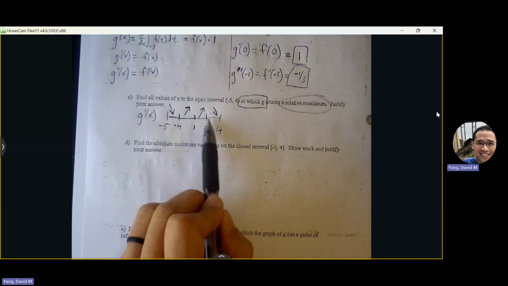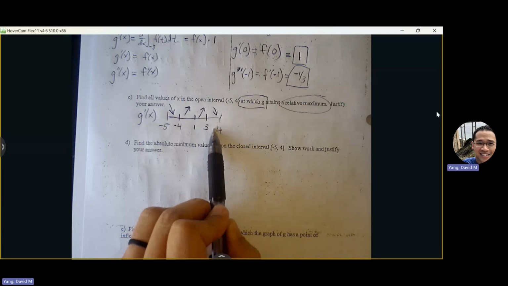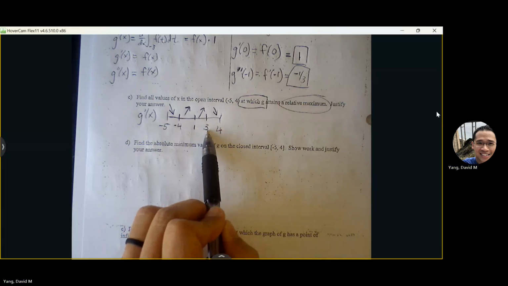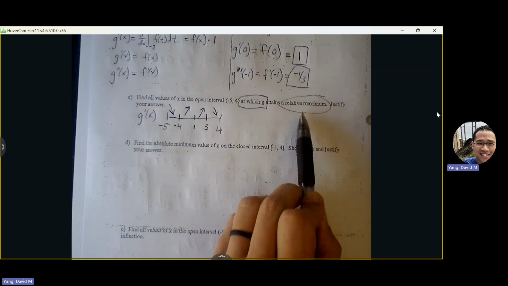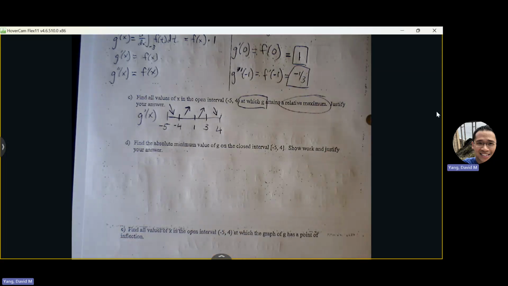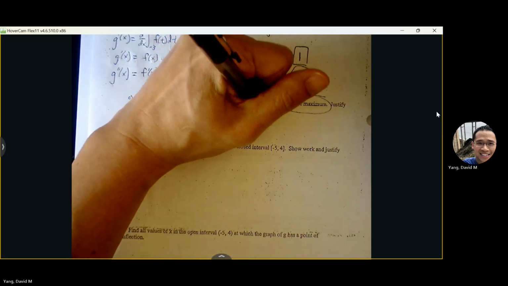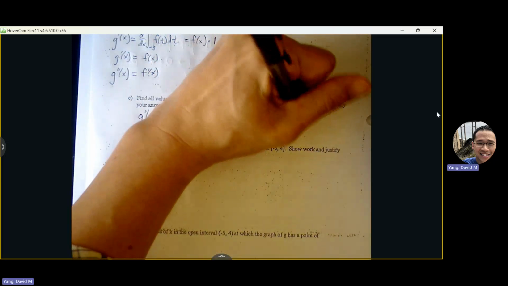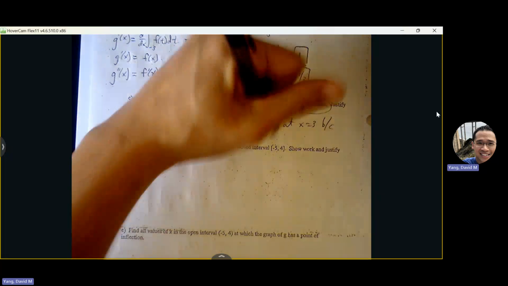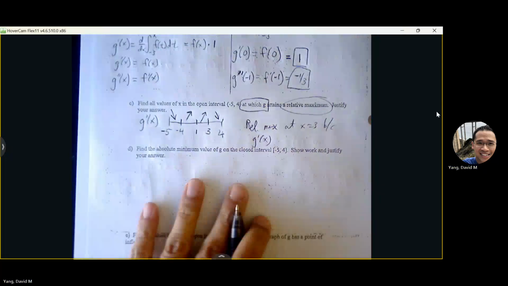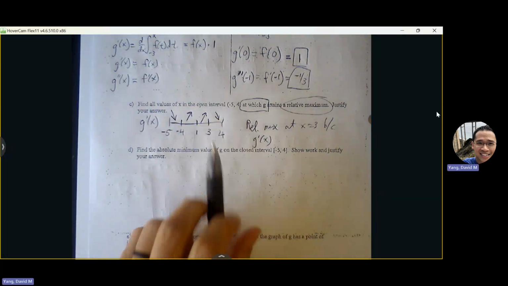It's going to continue rising. And then at 3, what's G graph going to experience? Relative max. Yep. So that's what we're looking for, right? Relative max. So we can say relative max at x equals 3 because G prime changes from positive to negative.